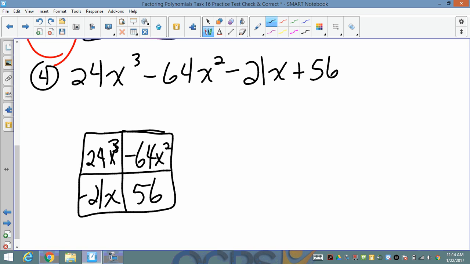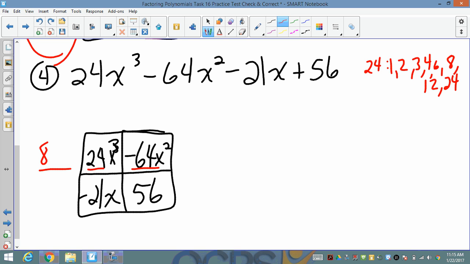All right, here we go. So first row right here. 24 and 64, 8 goes into both of those. If you need to list the factors of 24, 3, and then see which of those also go into 64, that would be 8 is the biggest one, then do that. The x is common, and choose the smallest exponent, which is x squared.